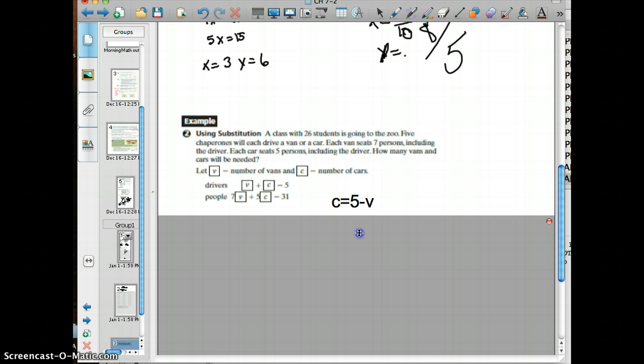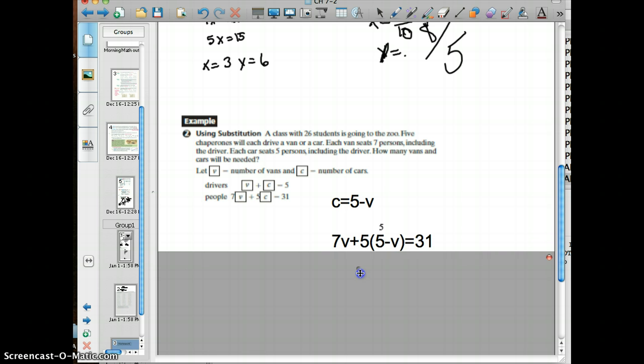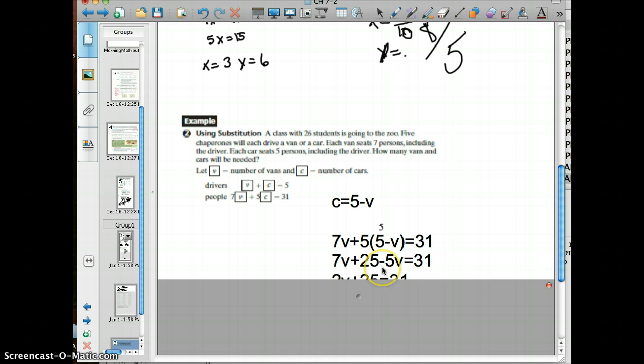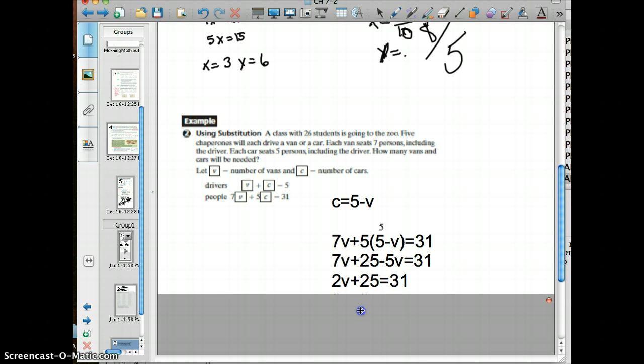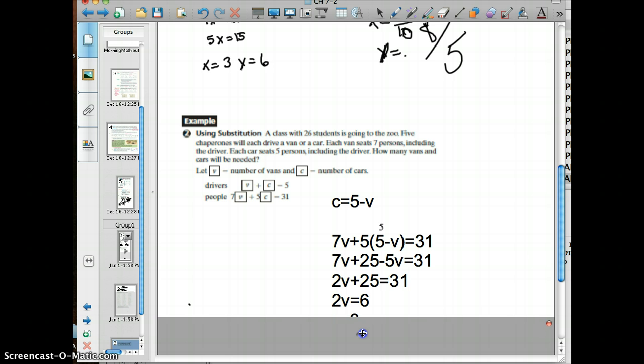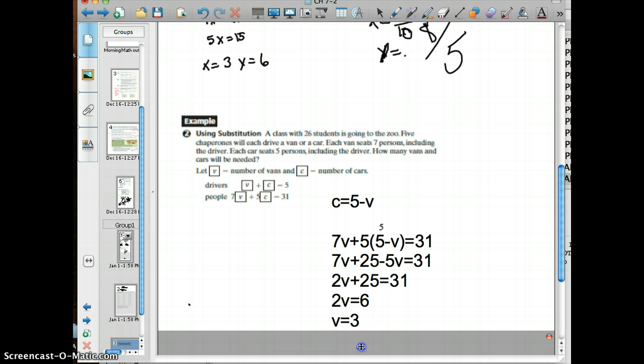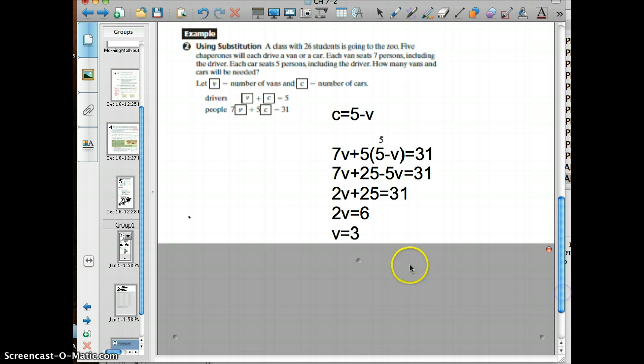So we can look at, there's the number of cars. If we then plug it into the second equation here, we put in the 5 minus V for the cars. And we get 7V plus 5 times the quantity 5 minus V equals 31. Distribute, watch your sign here, combine like terms, and then solve for V, which is 3. So if we have 3 vans, remember back up here we said, well, 3 vans plus the number of cars has to equal 5. So that tells me I need 2 cars, okay?